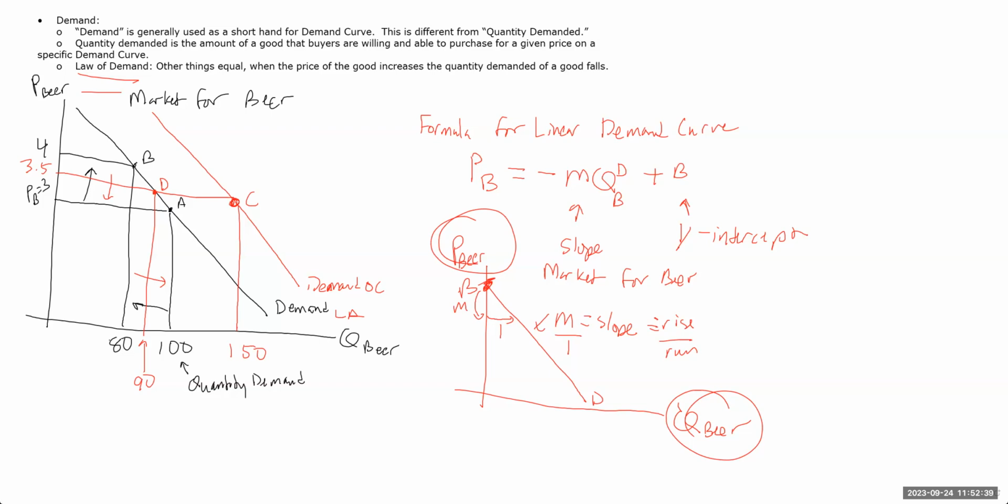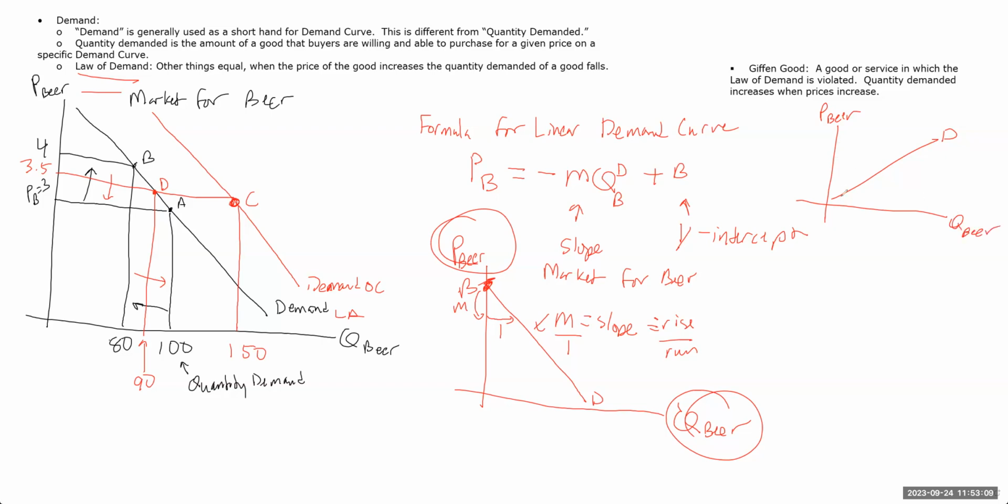We'll quickly talk about a Giffen good. We talked about this before in a previous chapter, so a lot of this is review. A Giffen good is a good or service that violates the law of demand. For a Giffen good, we have an upward-sloping demand curve, with price of beers and quantity of beers, where as price goes up, they want to buy more beers. If we see this type of activity, then we have a Giffen good.